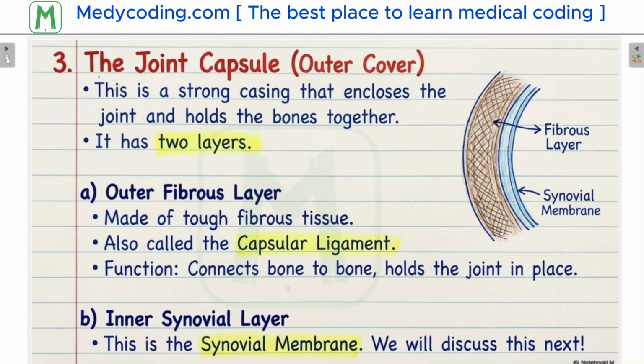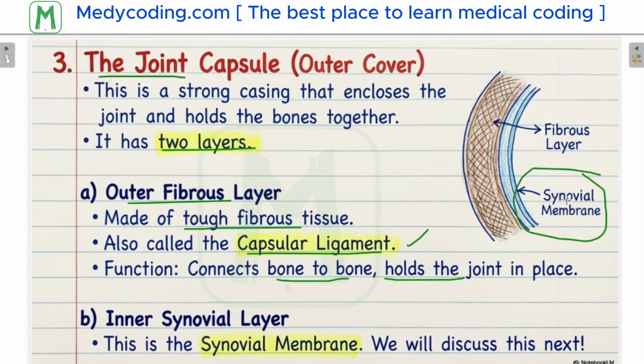The capsule of the synovial joint has two layers. The first one is the outer fibrous layer. It is made up of tough fibrous tissue. This layer is also called the capsular ligament because it connects bone to hold the joint. The other layer of the capsule is the inner synovial layer. That is the synovial membrane we already discussed.